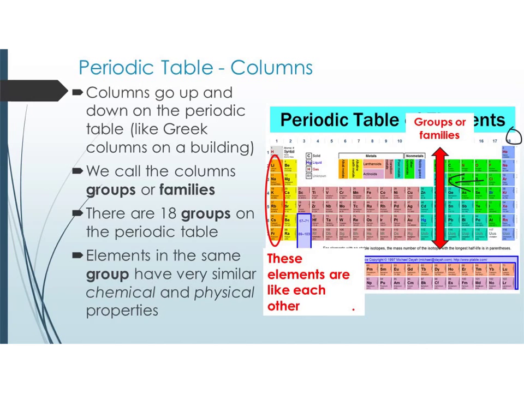And everything in the same group is similar in chemical properties and physical properties as well. They all act like one another. So lithium acts like sodium, is very similar. Sodium is very similar to potassium. Potassium is very similar to rubidium. Rubidium is very similar to cesium, and cesium is very similar to francium.